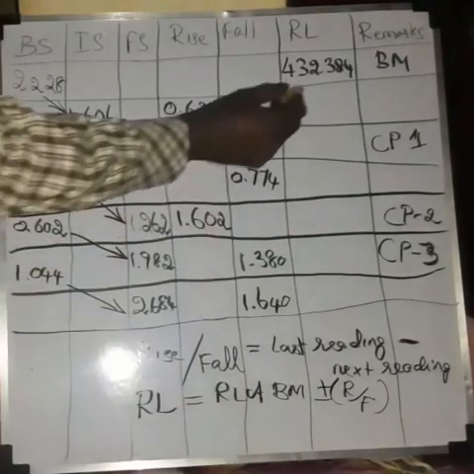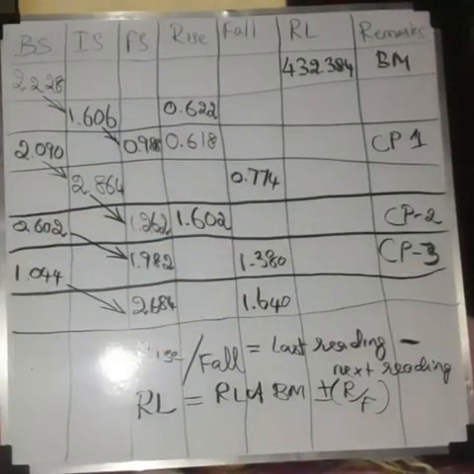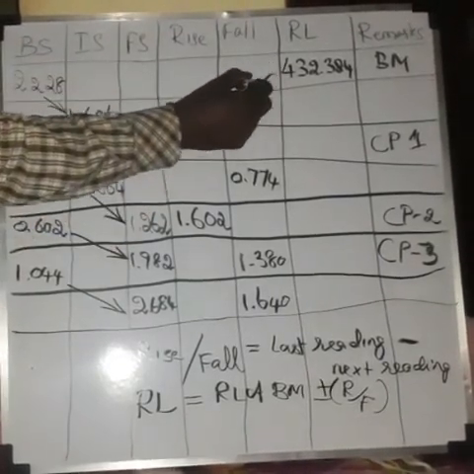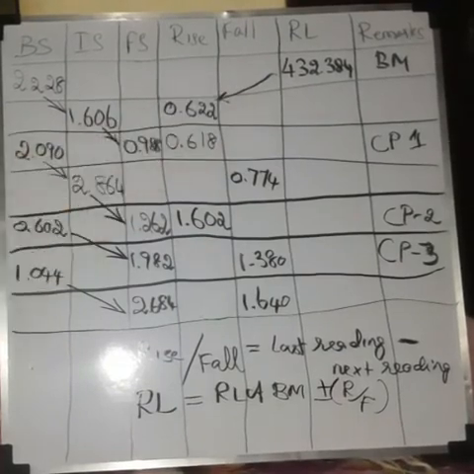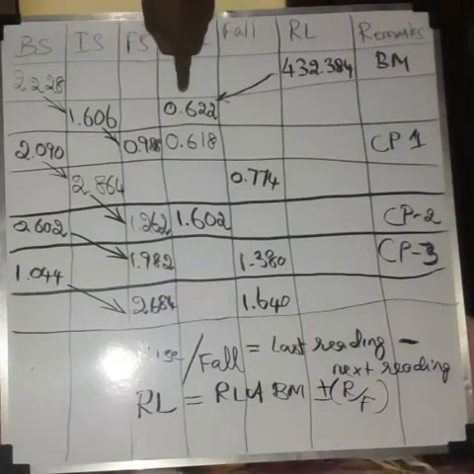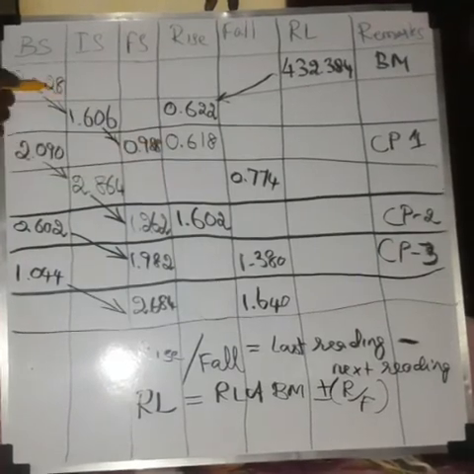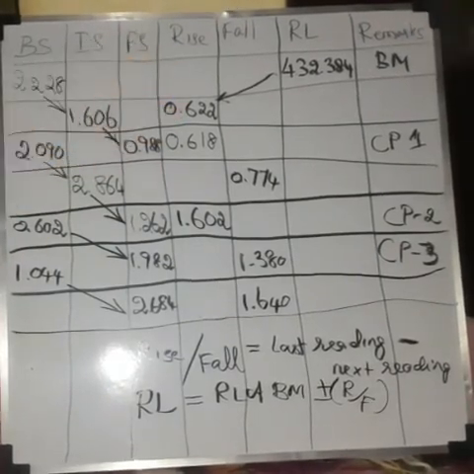So the RL of benchmark is given in the problem: 432.384. Okay, the RL of the next object is adding these two values: 432.384 plus 0.622. Why are we going to add? Because this difference lies on rise only.